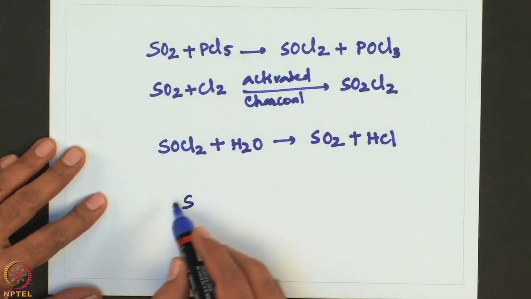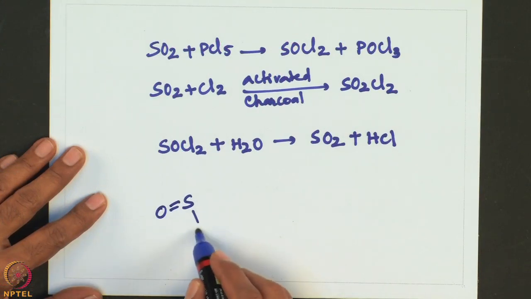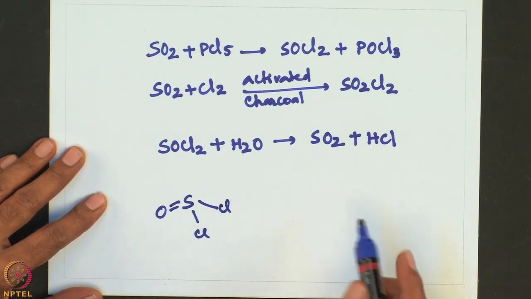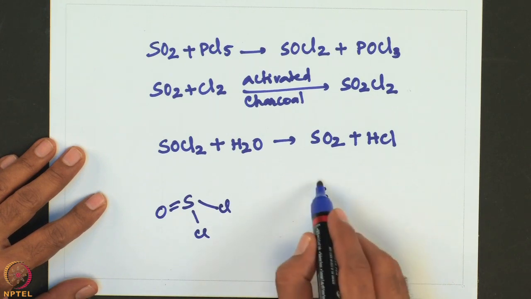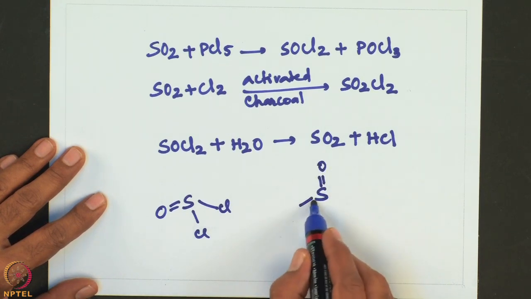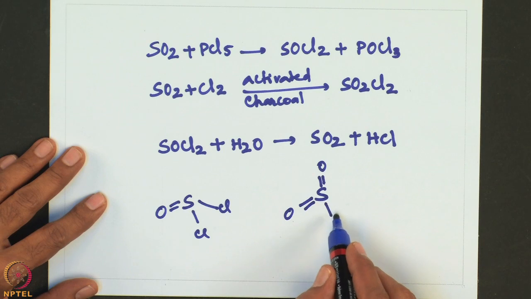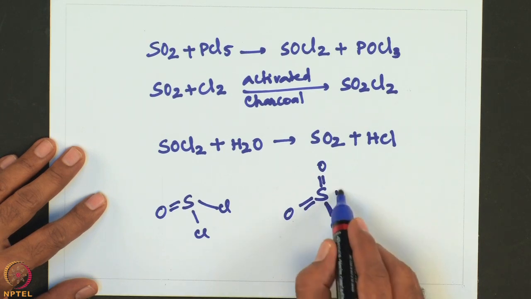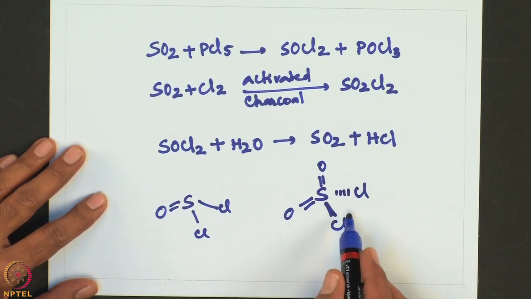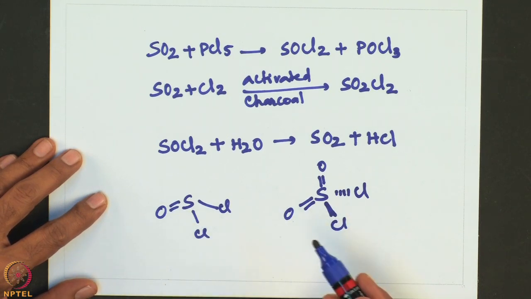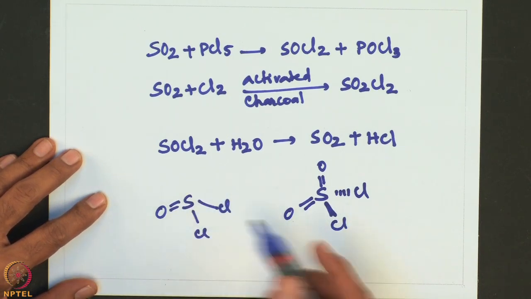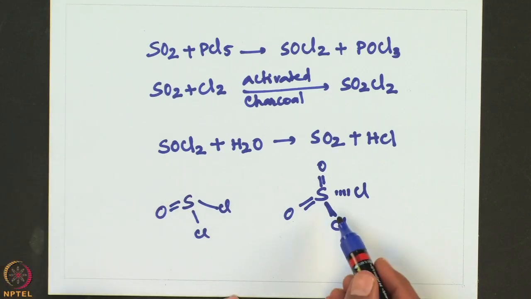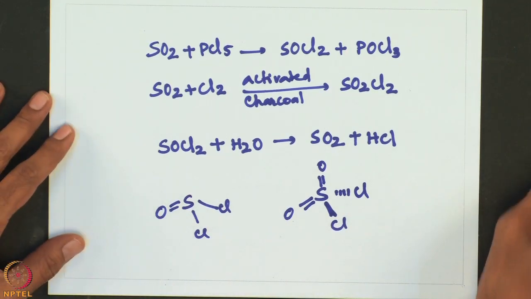Thionyl chloride structure is like this. Sulfuryl chloride structure appears like this. So, one is tetrahedral, one is pyramidal in shape. Of course, here we have a lone pair. So, this is pyramidal, whereas SO2Cl2 is tetrahedral.